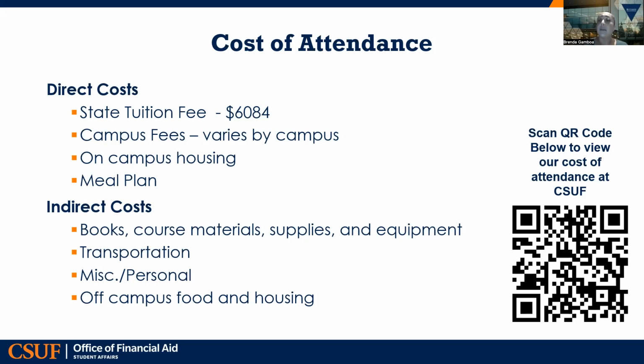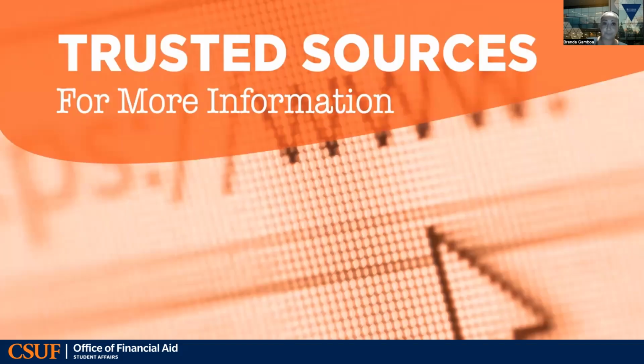So I'll give you an example. Currently, the cost of attendance for a commuter student is about $22,000, meaning that a student can get financial aid between grants, loans, scholarships, up to $22,000. So initially, you cannot go over that cost of attendance. To get more information on how this is calculated, you can scan the QR code and it'll take you directly to our website explaining in depth what the cost of attendance is.